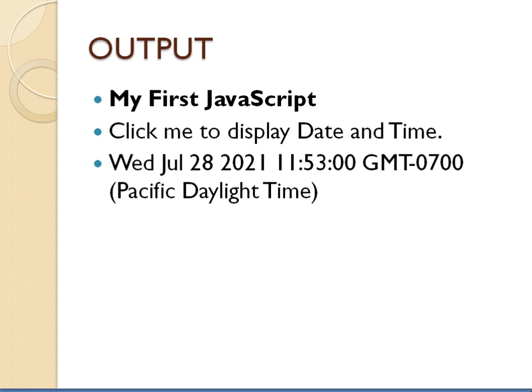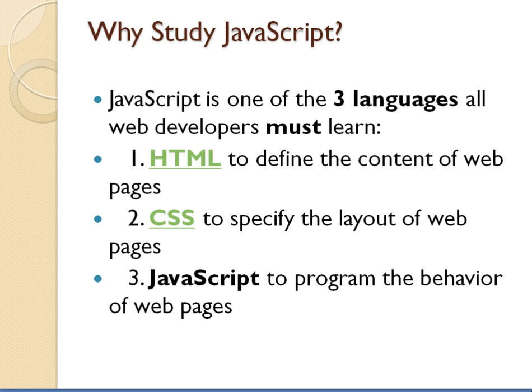So the output would be like this: my first JavaScript, and this is the button, that is click me to display date and time. When you click on this button, the date and time of your system comes on the screen.